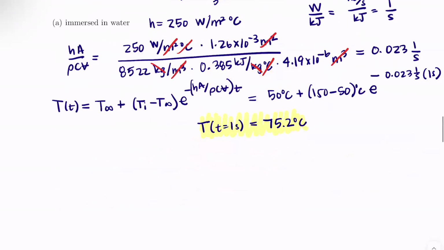I gave you way more space than you needed, it turns out. Okay, so the ball is also immersed in air instead. So now our H is 50 watts per meter squared degrees C. So that means that HA over rho CV is now 4.58 times 10 to the minus 3 per second.